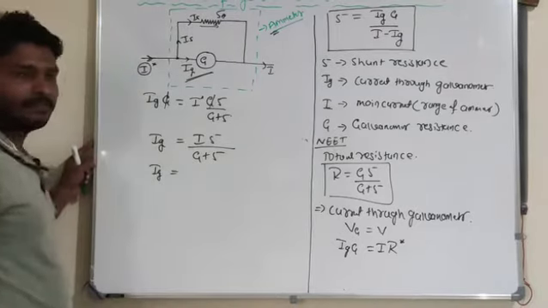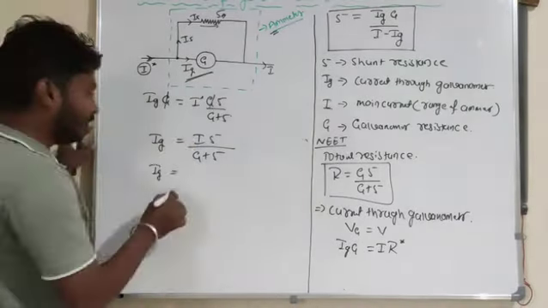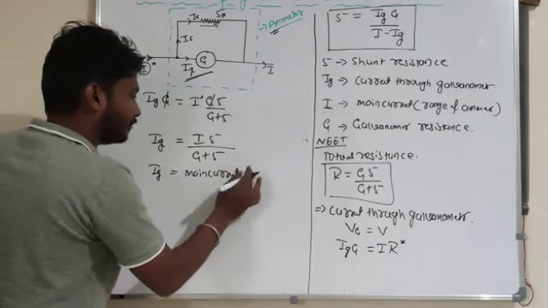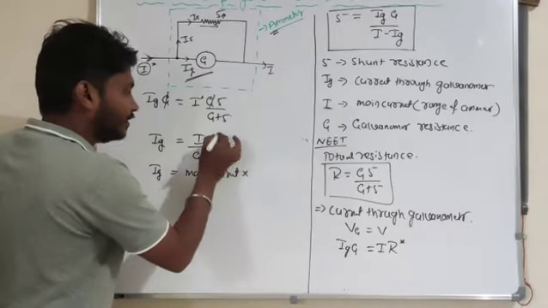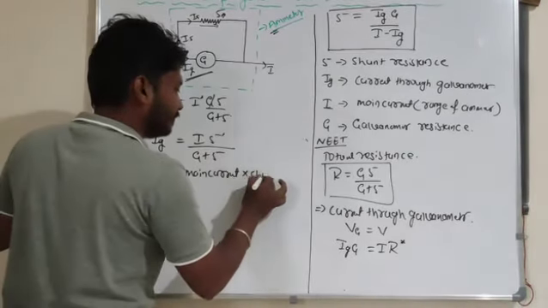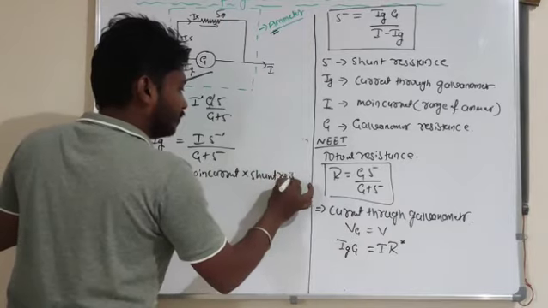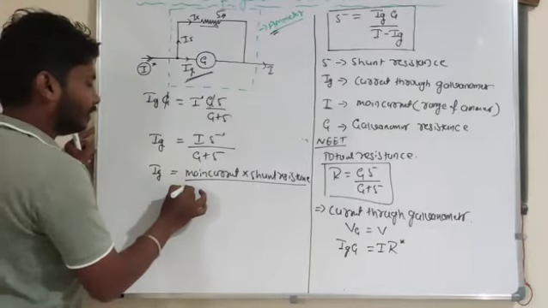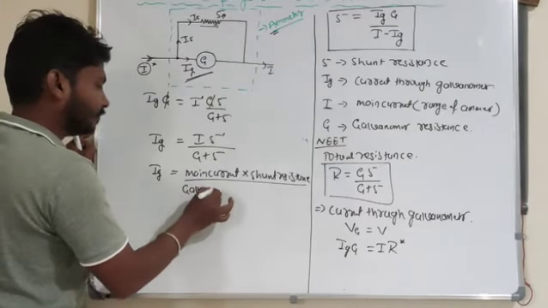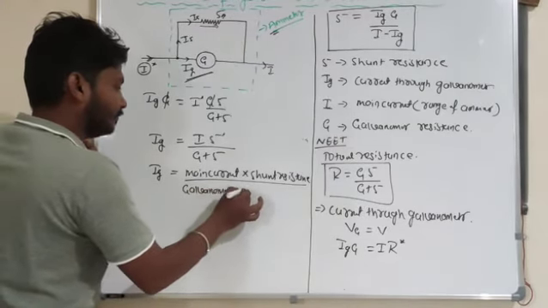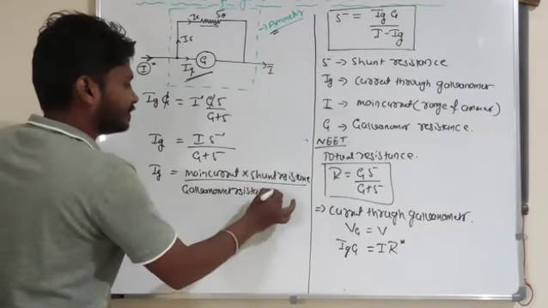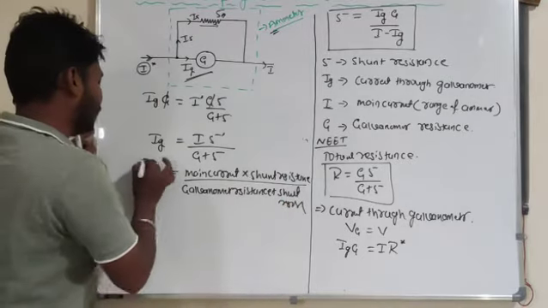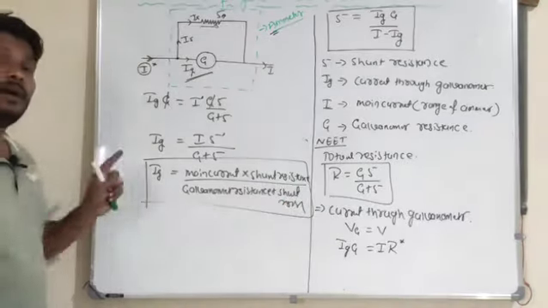So in general, I means main current or total current. The current through the galvanometer is equal to the main current into S, the shunt resistance, divided by the galvanometer resistance plus the shunt resistance. So this is the connecting formula for the current through the galvanometer.